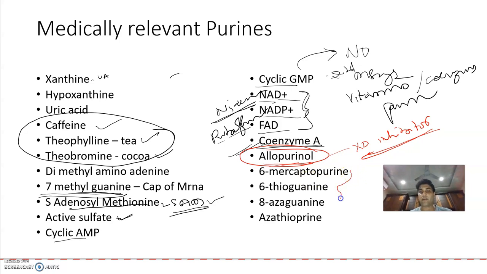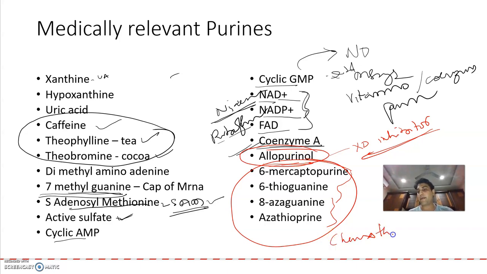Then we have 6-mercaptopurine, 6-thioguanine, azaguanine, and azathioprine. These are chemotherapeutic agents and immunosuppressants. Suppose there is organ transplantation and you need to suppress the immunity to prevent the graft versus host reaction, then we give immunosuppressants. So all these drugs are used as chemotherapeutic agents. All right, so those are medically relevant purines.